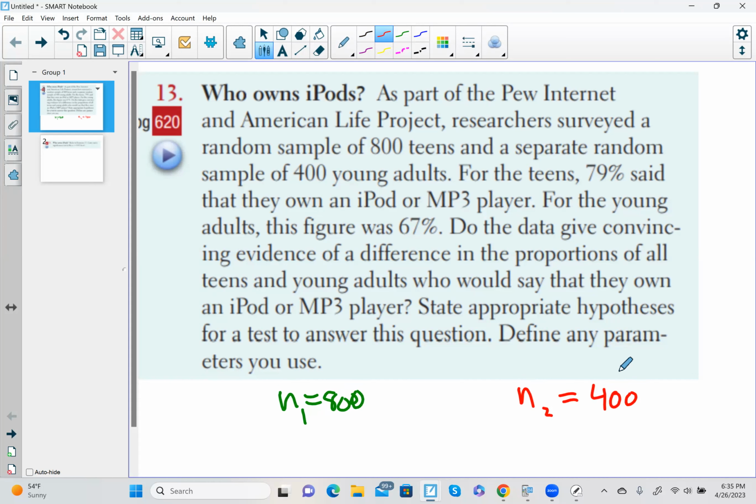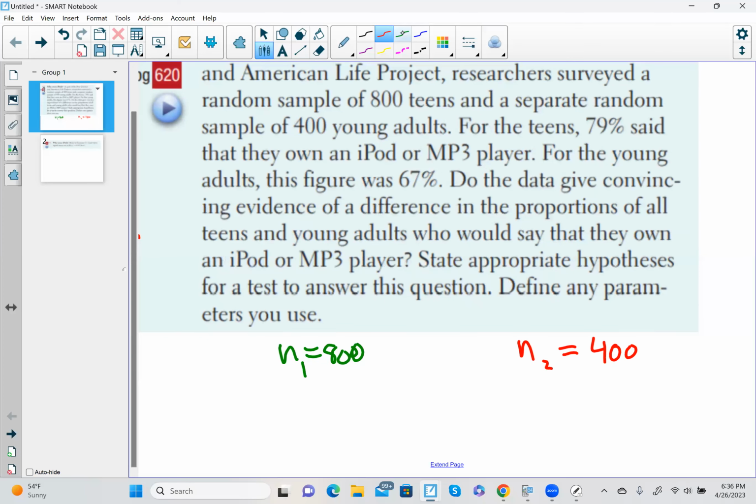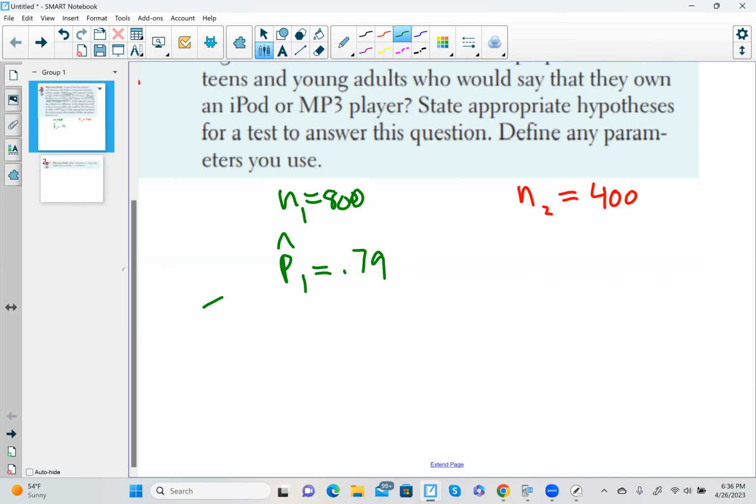Okay. And it says here, so for the teens, 79% said they own an iPod. So what that means is I can write the following. Now, they're talking about 79% of the people out of this 800. So we label that P with a little hat above it. P hat 1 is 0.79. So quick comment for you. It's called P hat because the hat is telling us that it's a sample proportion. So that's what we have there, a sample proportion.